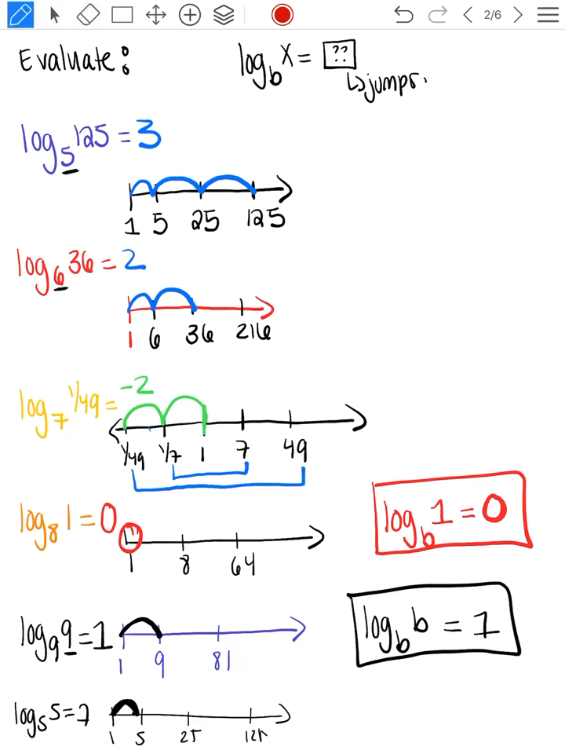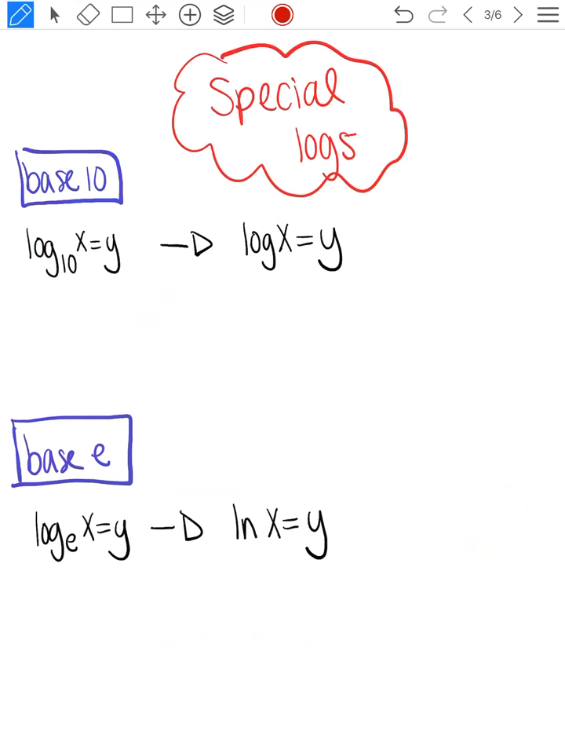Okay, so when we're evaluating, that means we're always given the base and where we land, and we're trying to find the number of jumps.